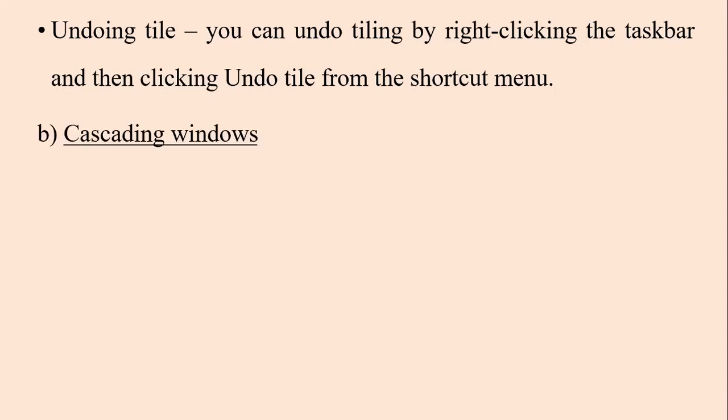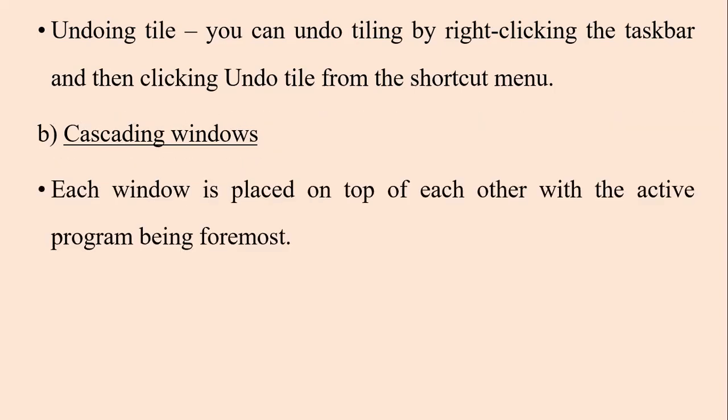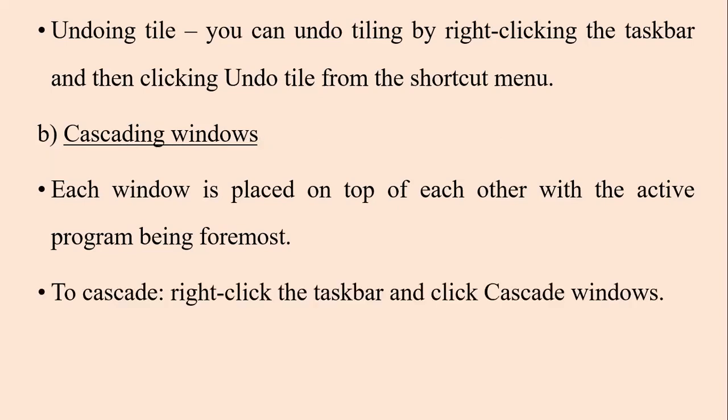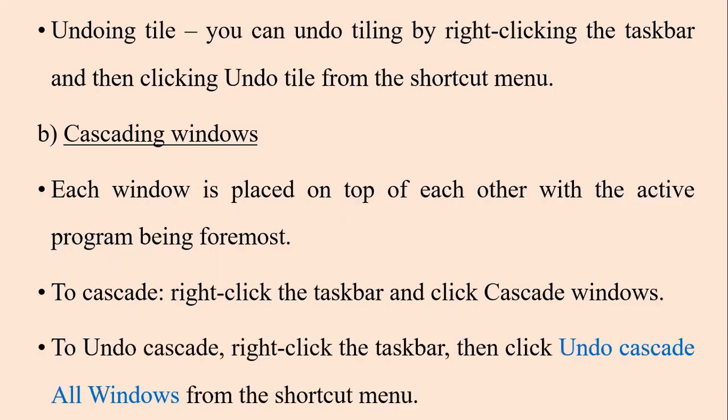What about cascading windows? Each window is placed on top of each other with the active program being in front. To cascade, right-click the taskbar and click on Cascade Windows. To undo cascade, right-click the taskbar and then click on Undo Cascade Windows from the shortcut menu.